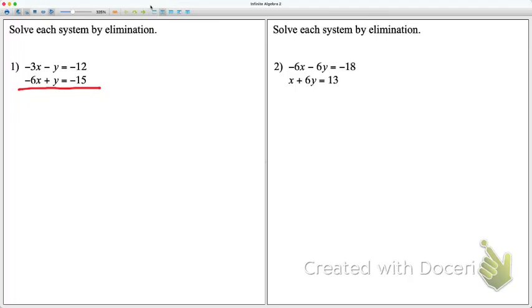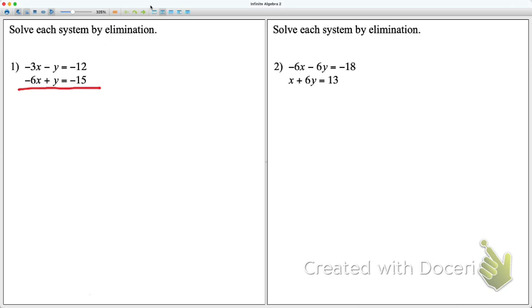We're going to eliminate the y's because we already have the coefficient on both y's is 1, and one's positive and one's negative. If we were to eliminate the x's, we would have to do some more work. You want to go for the easiest one. So you just combine them.